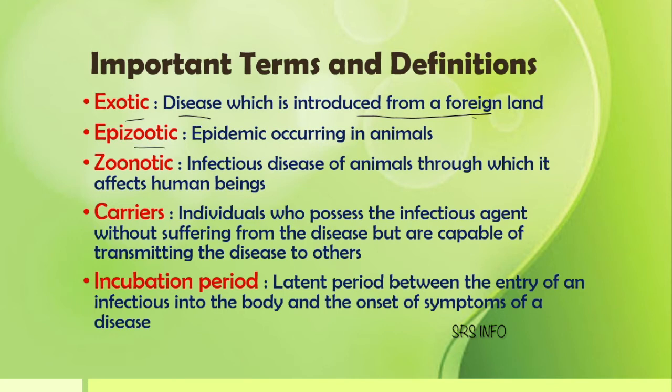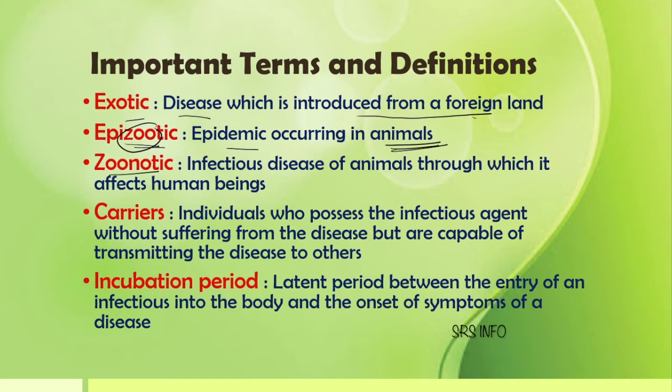Epizootic. What is epizootic? Zoo means related to animals. So the epidemic occurring in animals is called epizootic. What is epidemic? Epidemic diseases are those diseases which occur very quickly and spread very rapidly. Those diseases are called epidemic. And if the epidemic diseases affect animals, then it is called epizootic.